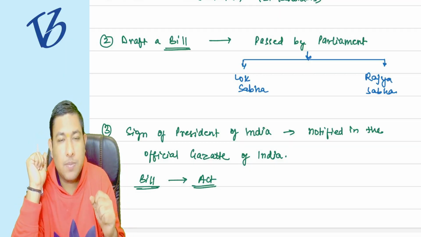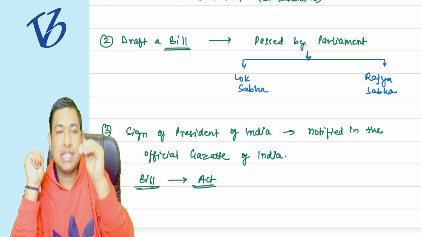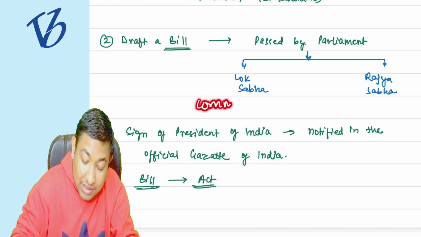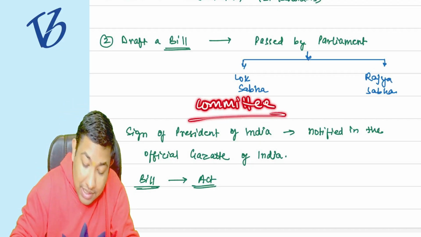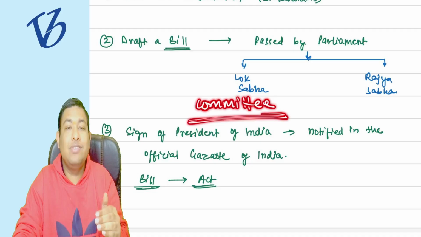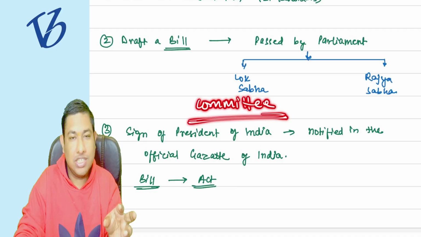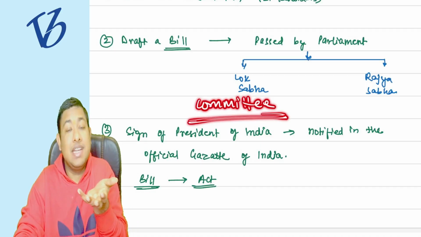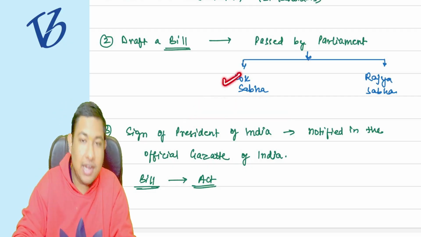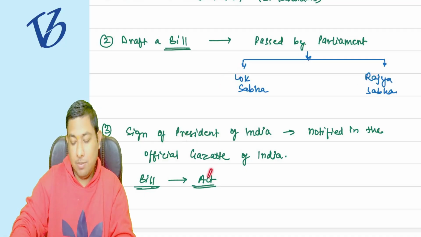So for that purpose, if the government deems fit, or the chairperson of the Lok Sabha or the Rajya Sabha deems fit, they can form a committee. That committee will discuss that particular bill and give their suggestions to the government. And after incorporating all those suggestions, the government will present a new bill. Okay, and after that bill is presented, it will be passed in the Lok Sabha and Rajya Sabha, get the sign of the president, and then it will become an act.